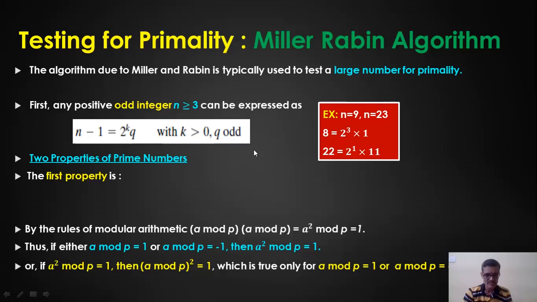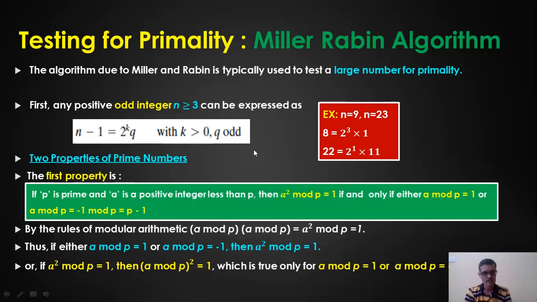Now, as I told earlier, we have two properties of prime numbers. We have to understand those properties, because in the Miller Rabin algorithm we have to verify one of the properties. If one of the properties is satisfied, then we can say that the given number is a prime number. Now, what does the first property say? The first property says that if p is a prime and a is some positive integer less than p, then a square mod p is equal to 1 if and only if a mod p is 1 or a mod p is minus 1. Minus 1 means, if I reduce it again by p, I get p minus 1.